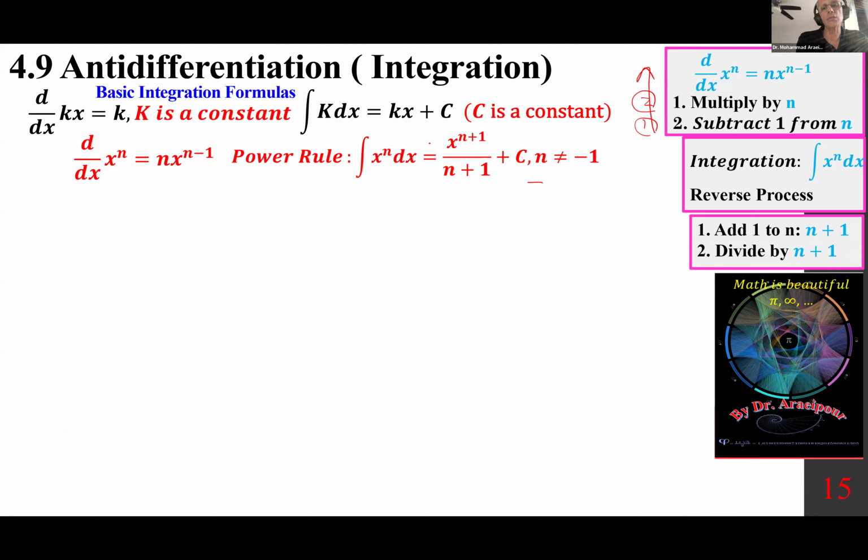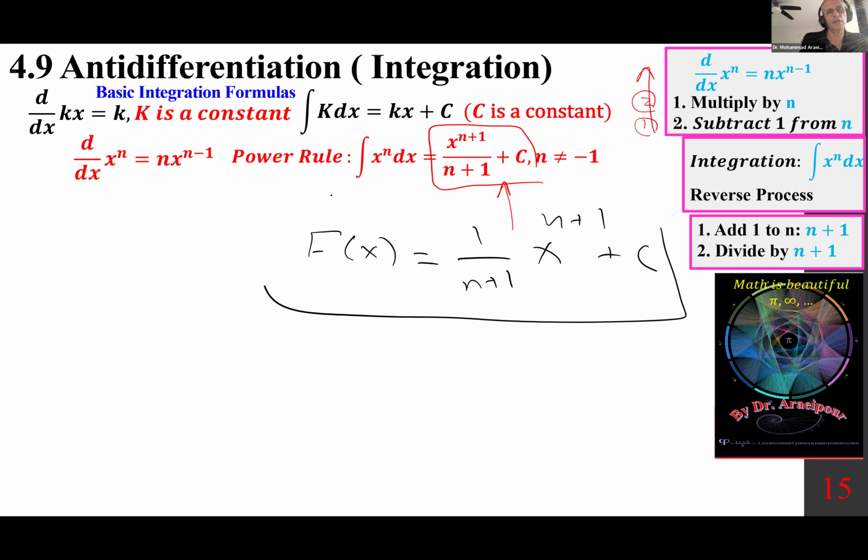The other way that I'm going to justify that: if we differentiate this, so let's call this capital F of x equals 1 over n plus 1, this is another way of writing it, x to the power of n plus 1, plus a constant. Let's differentiate this.